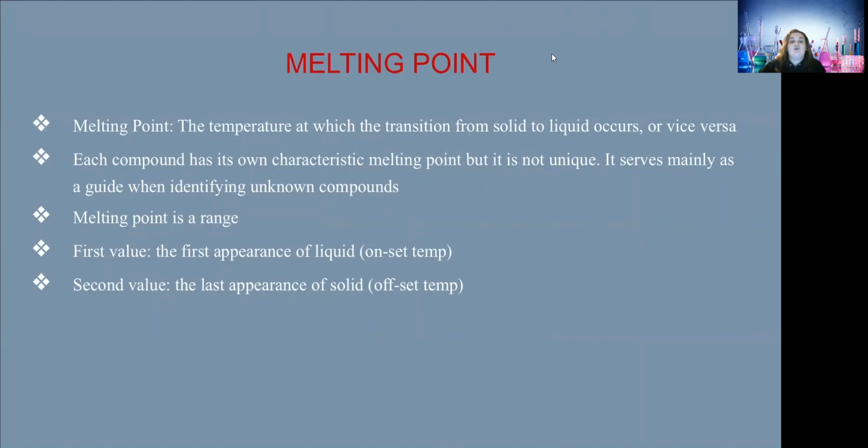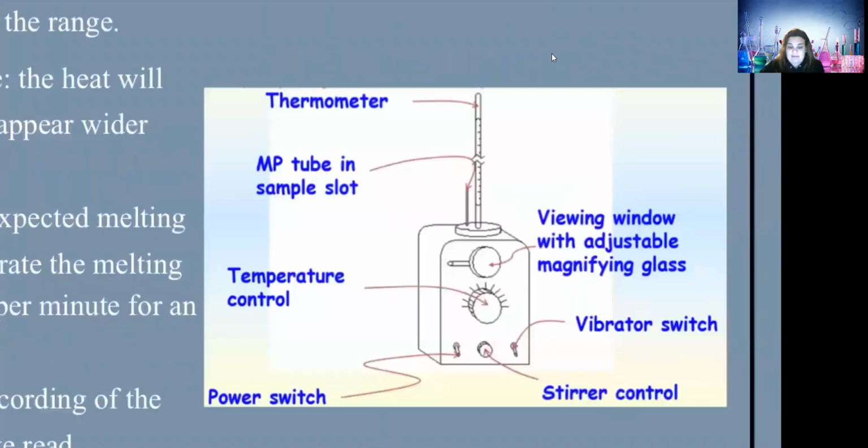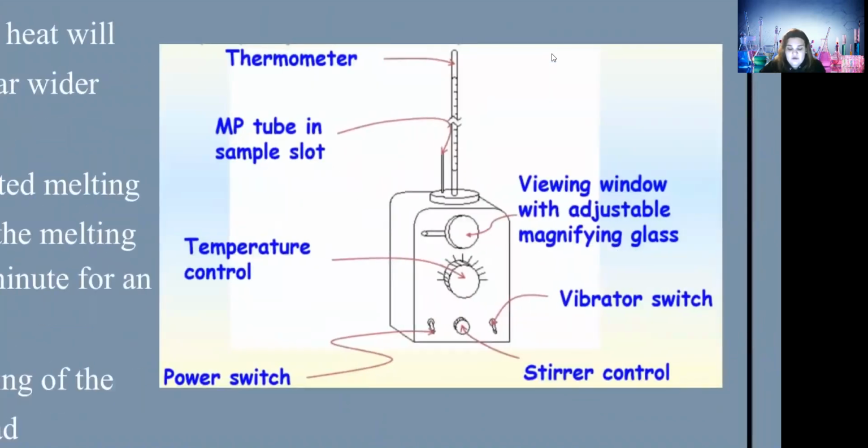Okay, let's keep going. So here I took this from your lecture. This is just what your melting point apparatus looked like. It's good to know the equipment, what each switch does. So the switch on the left was the power. The switch on the right was the vibrator. We don't touch the vibrator and we don't touch the stir. You don't use the vibrator in this lab, and the stir is already set for you, just so that the oil inside keeps moving around.